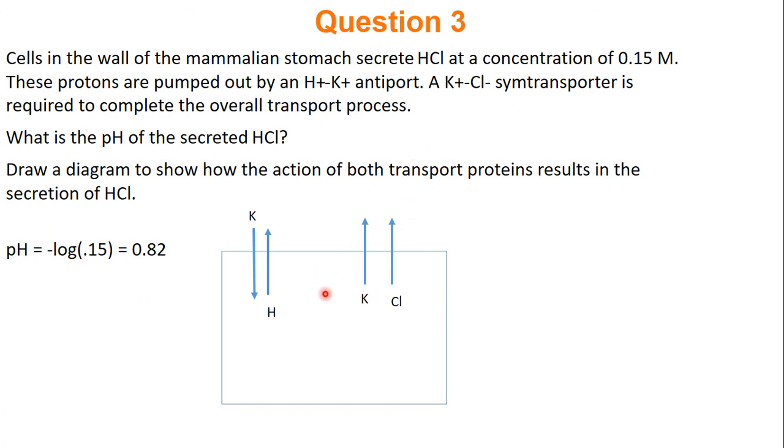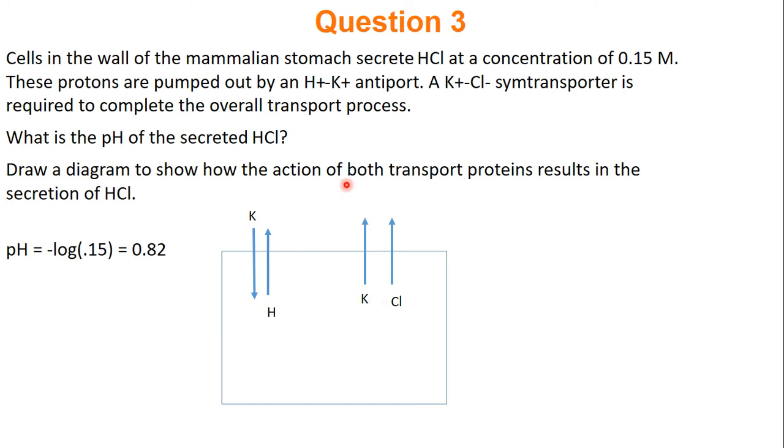Now, let's think how this works. There's a lot of hydrogen out here. It's very acidic. So when I'm pumping hydrogen out, that is not favorable. So it must be favorable to pump potassium in. So I have to keep the concentration of potassium in my cell low. So how does this work then?